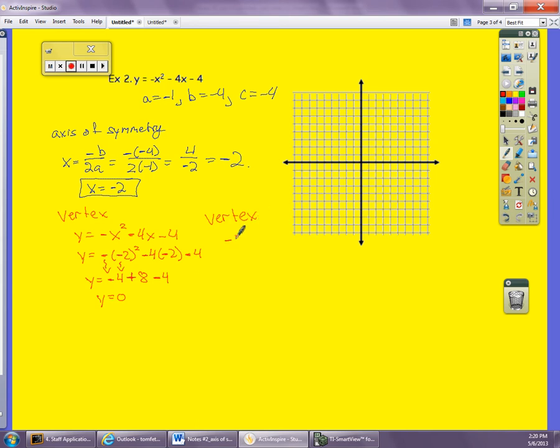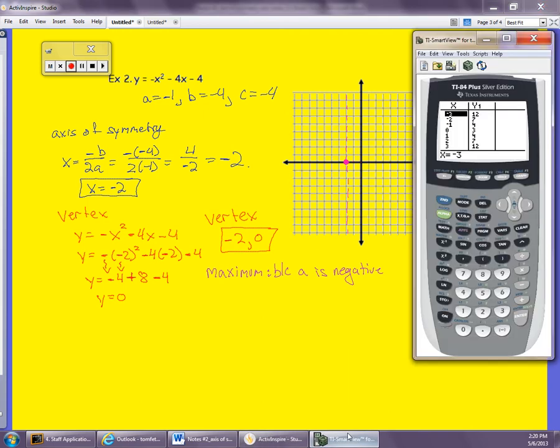So now we have a vertex of negative 2, 0. So now we know the vertex, we know our axis of symmetry, and we also know that this is going to be a maximum because A is negative. Since that A is less than 0, it's going to make it be a maximum, or U shape is going to be going down. So now we can graph this. We can graph the vertex, which is negative 2, 0. So negative 2, 0 is here, and this line of symmetry means that we're going to have this dashed line that if we fold the graph over, it's going to match up.